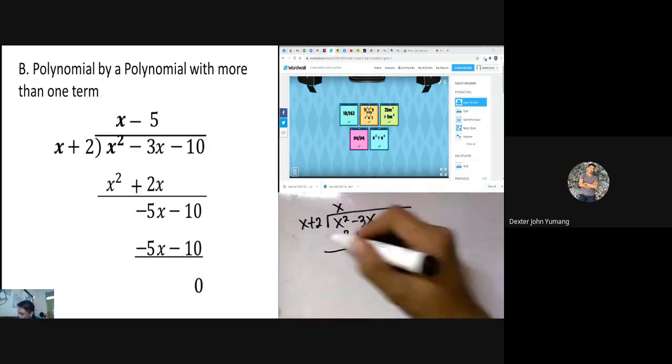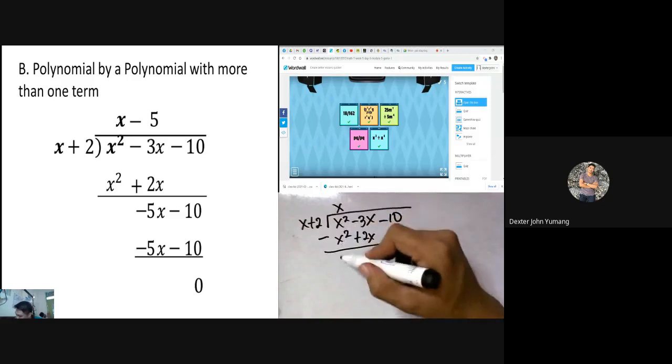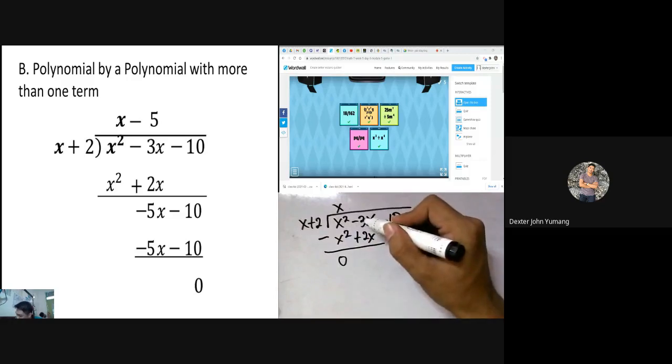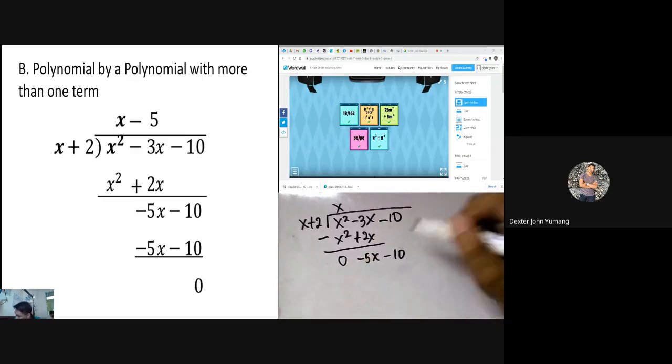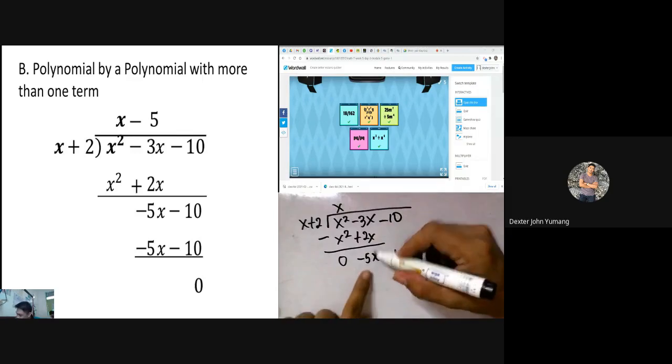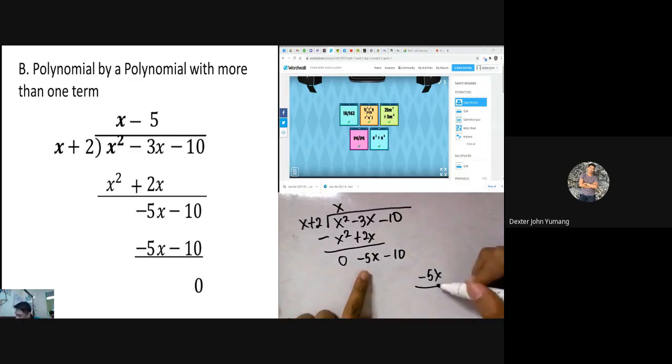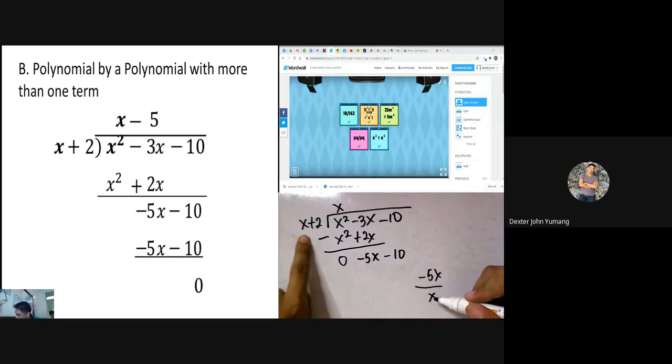Next, ima-minus naman natin sila. X squared minus x squared, 0. Negative 3x minus 2x. Okay, ito yung nangyari. Meron kang utang na 3, tapos meron ka pang utang na 2. Ilan ang utang mo? 5. And utang is negative. So, negative 5x. Sulat mo dyan. Minus 5x. Bring down minus 10. Okay, divide ka na naman. Itong negative 5x, i-divide mo kay x. Yan po.